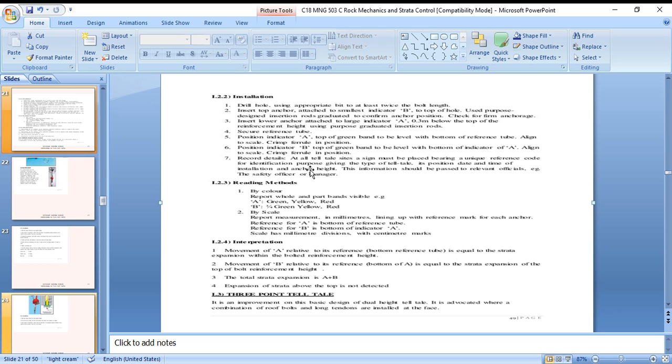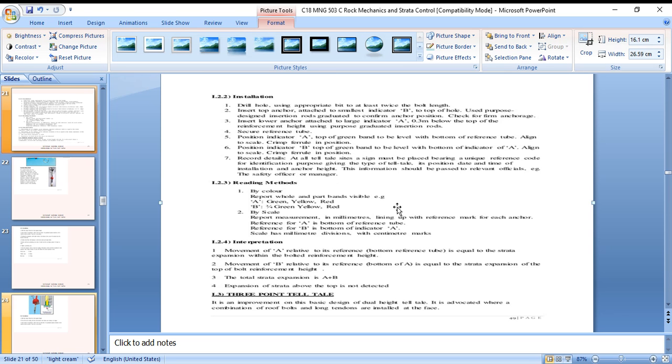Record details at the telltale. A site sign must be placed bearing the unique reference code for identification purposes, giving the type of telltale, its position, date and time of installation, and anchor height. This information should be passed to the relevant office.